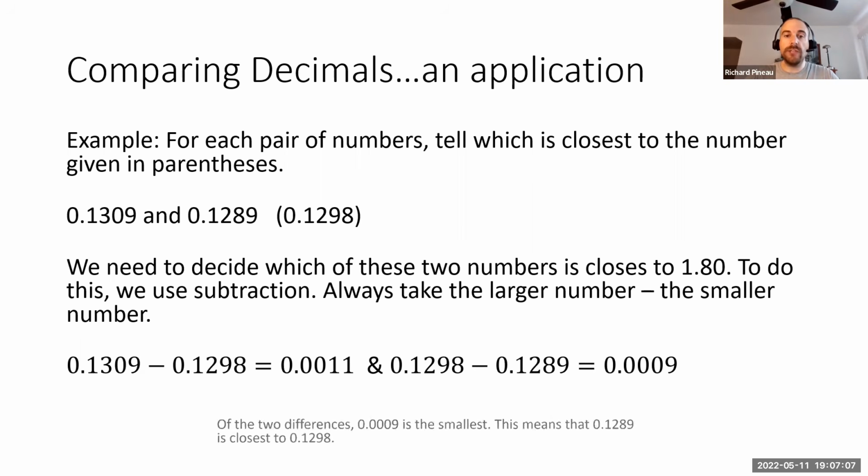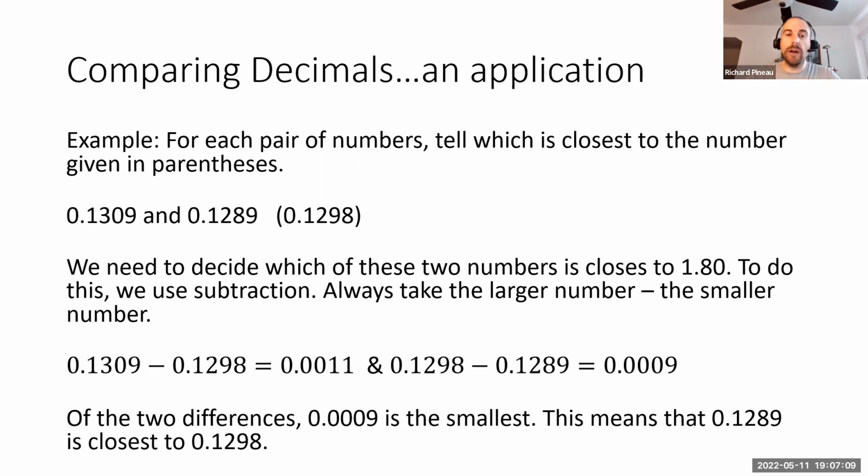Which of these two differences is the smallest? Well, 0.0009 is smaller than 0.0011. You could line them up, just like we did a few minutes ago, and that would tell you which one is the largest. We're now interested in the smallest. Smallest difference means it's closest to the number in question. So in this case, the 1,289 10,000ths is closest to the 1,298 10,000ths.